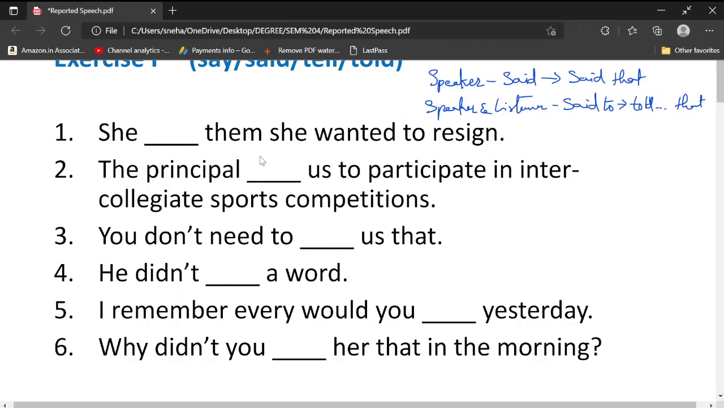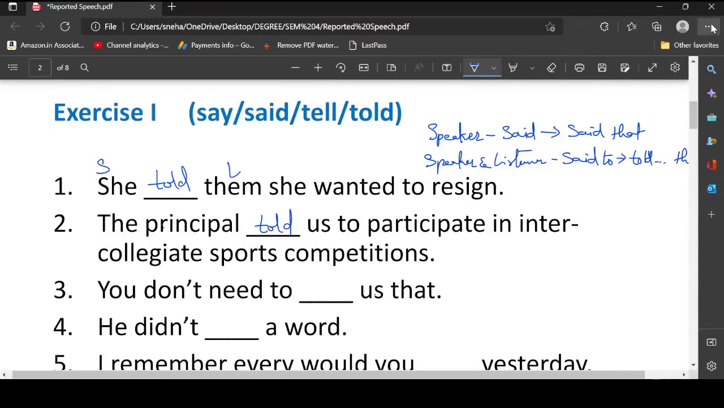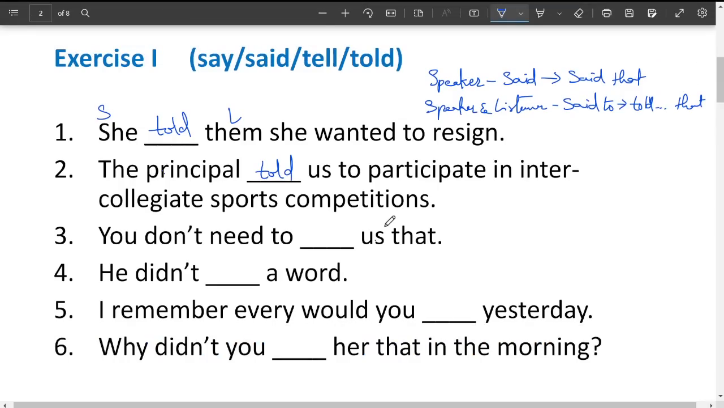Now if you can see, she dash them, she wanted to resign. Now what can we use here? She is a speaker, next them are the listeners, both are mentioned, so here you have to go with told. Okay, very easy case. Next one, the principal dash us to participate in intercollegiate sports competition. Now the principal is speaker, us is the listener, both are there, so told can be used.